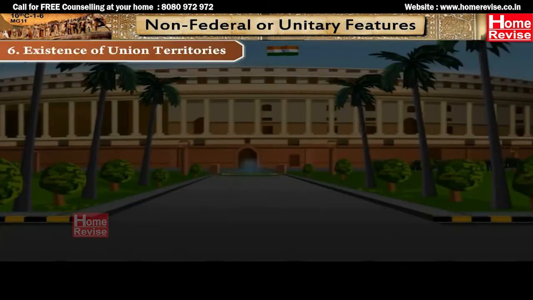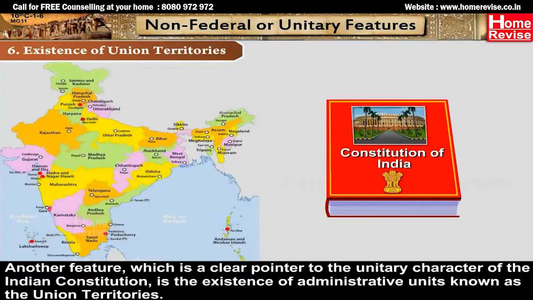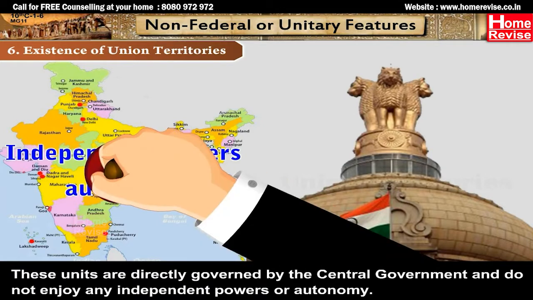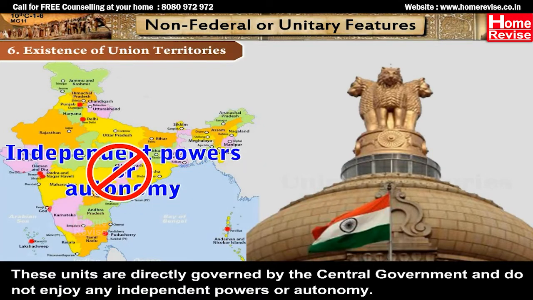6. Existence of union territories. Another feature which is a clear pointer to the unitary character of the Indian Constitution is the existence of administrative units known as the union territories. These units are directly governed by the central government and do not enjoy any independent powers or autonomy.